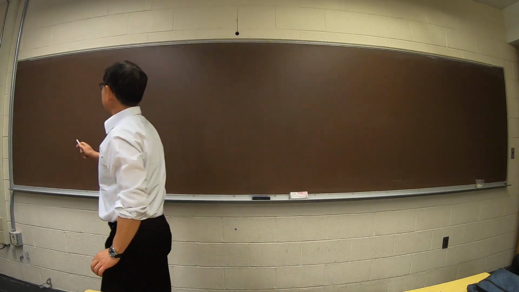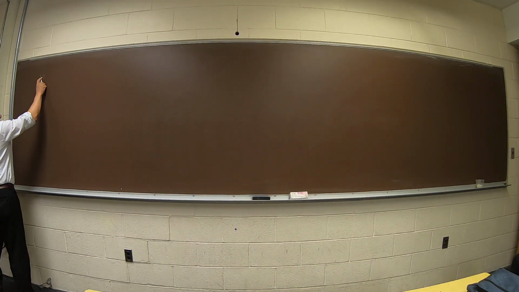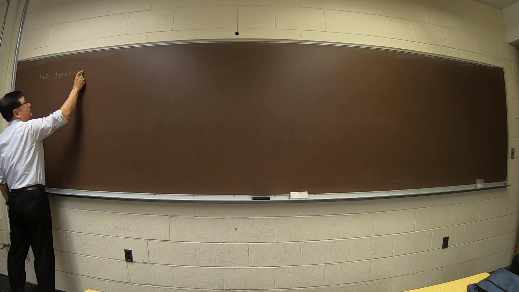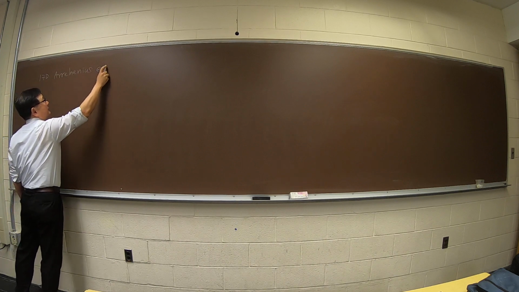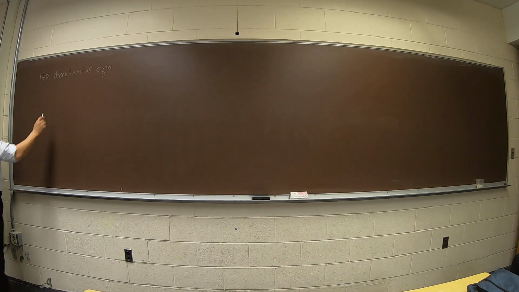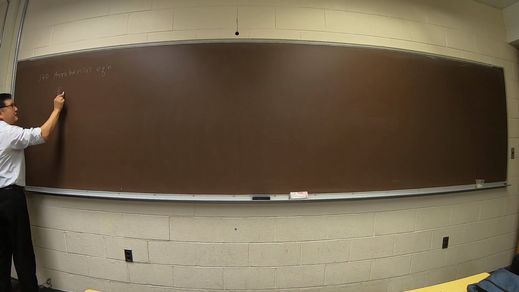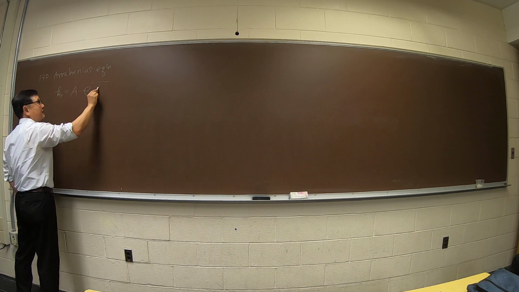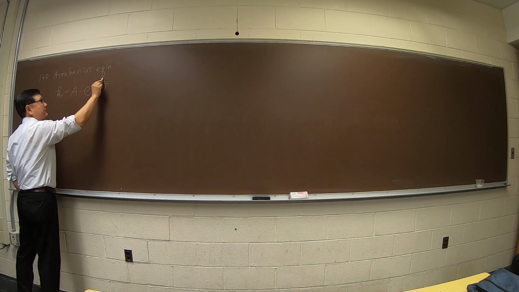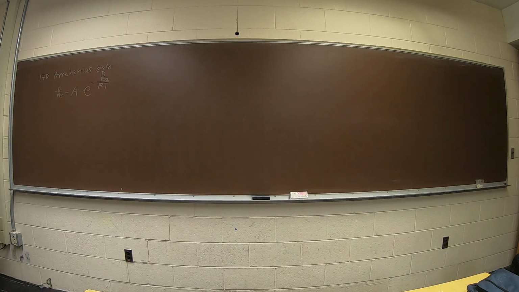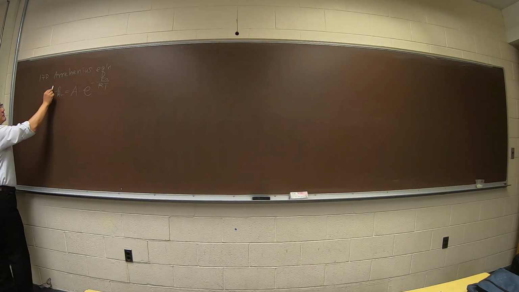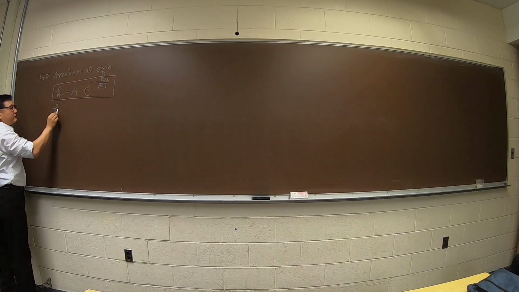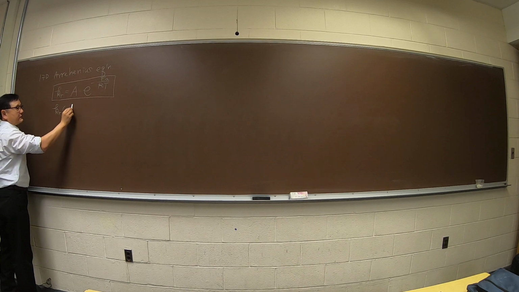Okay, so we are going to talk about chapter 17D, the Arrhenius equation. The Arrhenius equation says the reaction rate constant is A times the exponential of minus activation energy over RT. This equation shows how the reaction rate constant is a function of temperature.